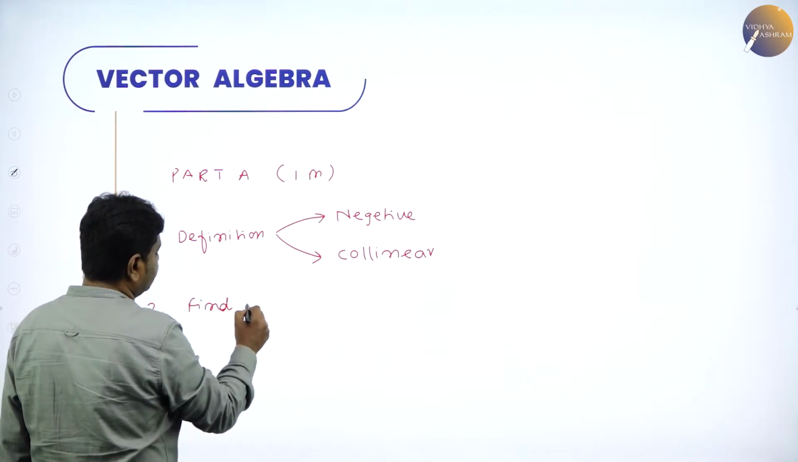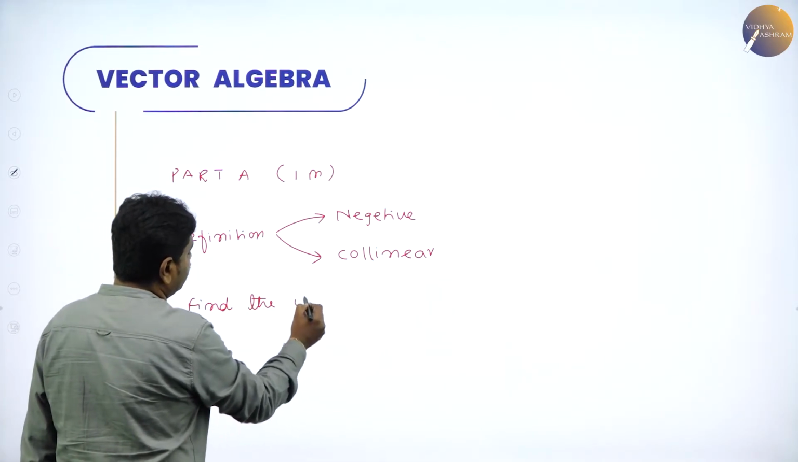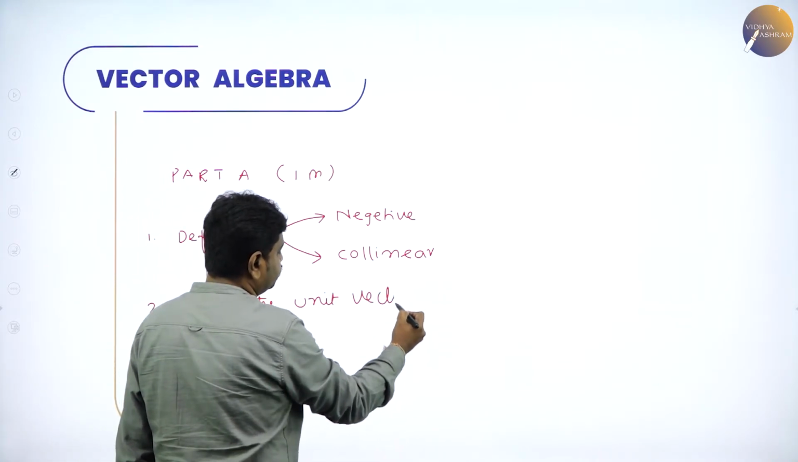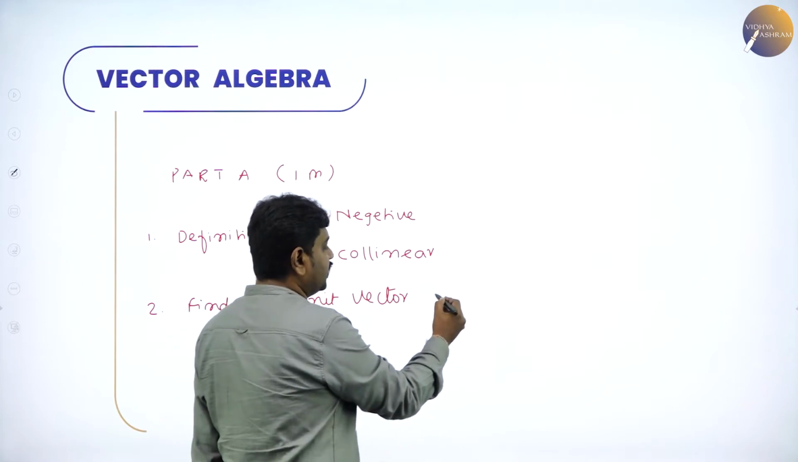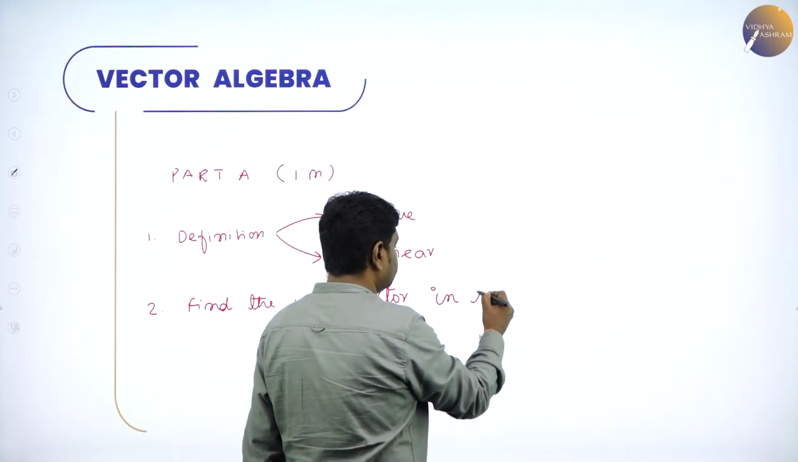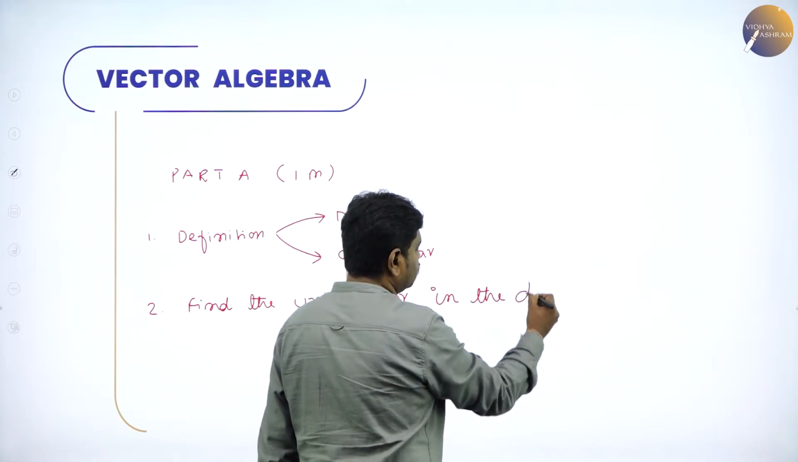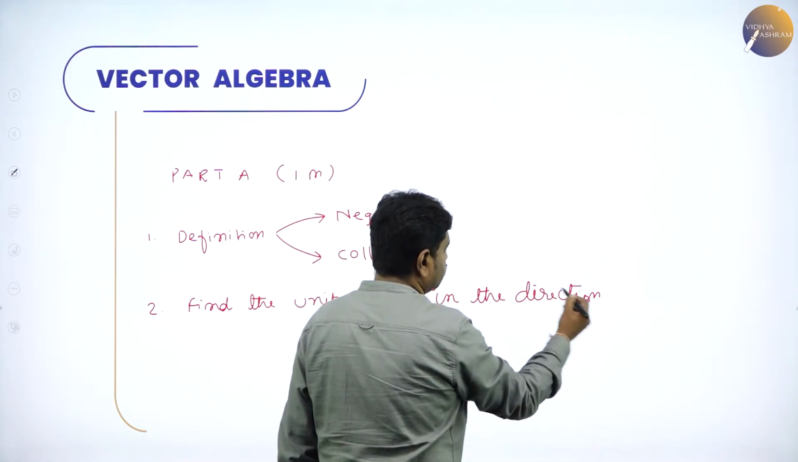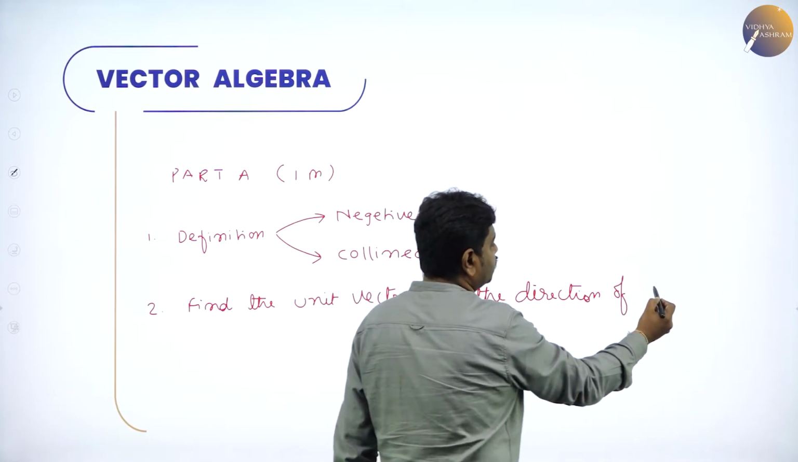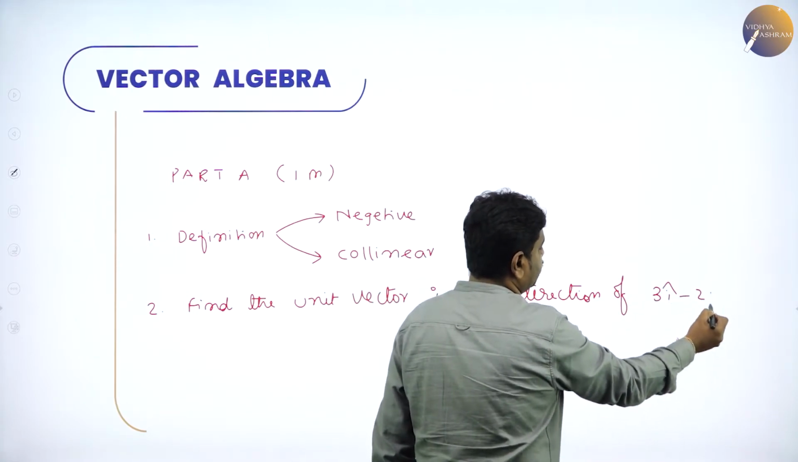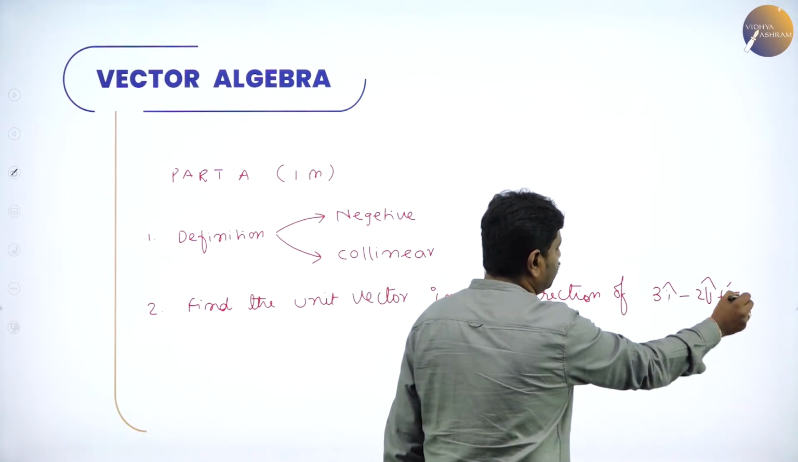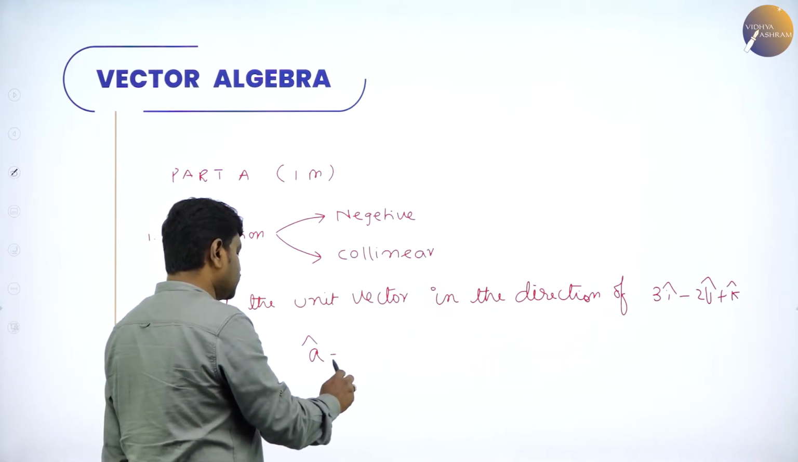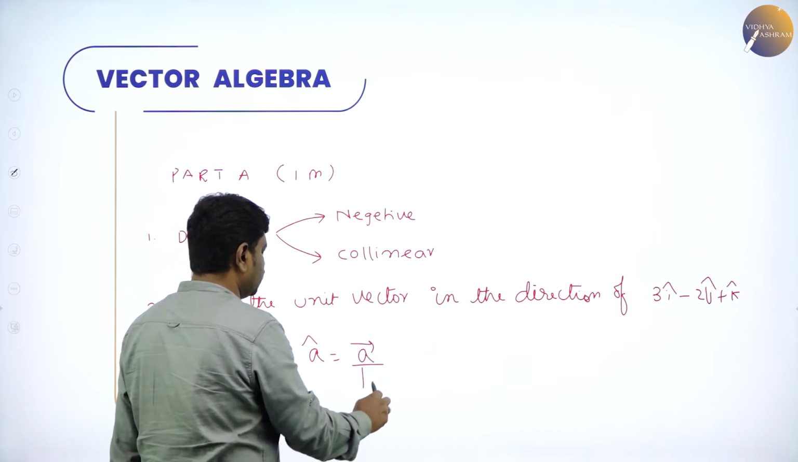And they may also ask, find the unit vector. Other sort of question in 1 marker: find the unit vector in the direction of (3i cap minus 2j cap plus k cap). Like this, any one problem they'll ask. So you know how to find unit vector. We'll take a cap is equal to vector a by magnitude.